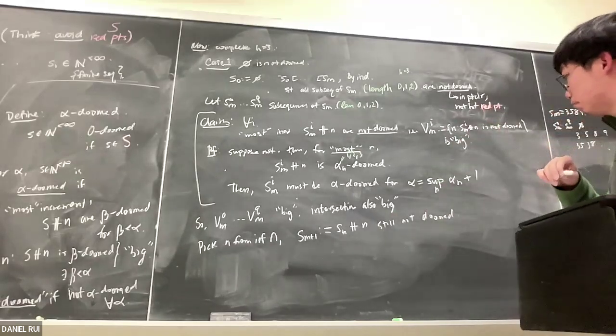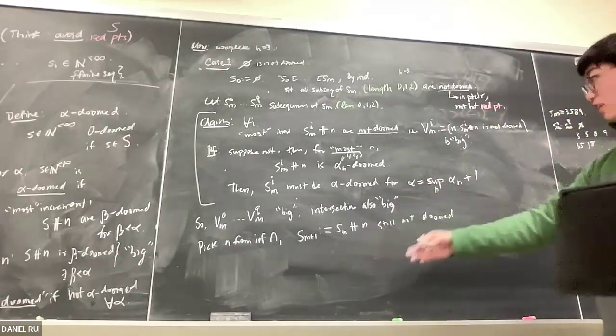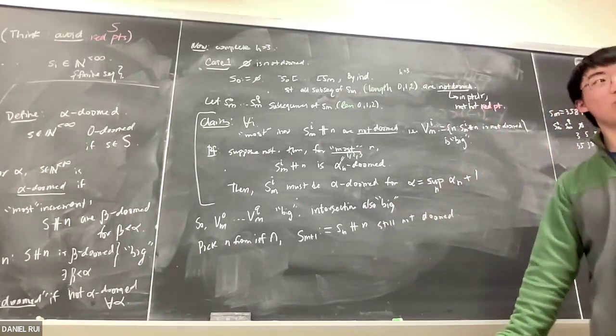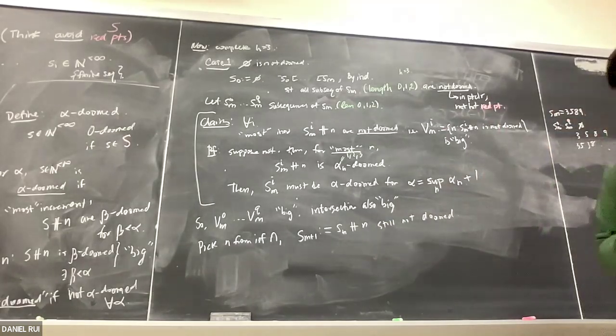Okay. In particular, it also does not hit the red point, right? It's not doomed, so it also doesn't hit the red points. Yes, no, question mark. Okay. And so we have constructed our set A.